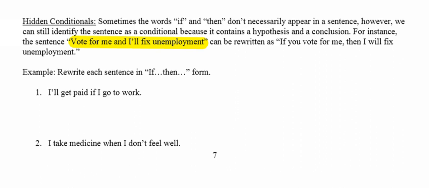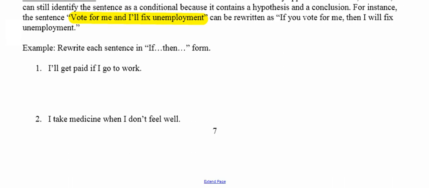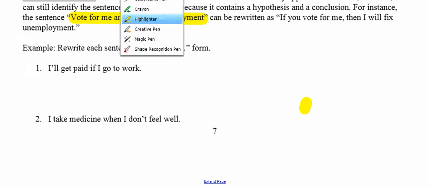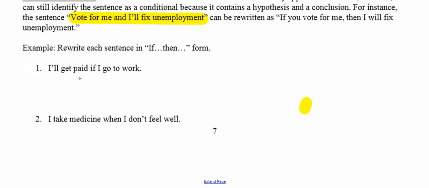So those are hidden conditionals. They want us, in these next examples, to go ahead and write each of them in if-then form. So they want our sentence to start with the word if and connect using the word then. Number 1 says, I will get paid if I go to work. Well, what they're really saying is, if I go to work, that's the condition that has to be met. So if I go to work, then as a result of going to work, I get paid.